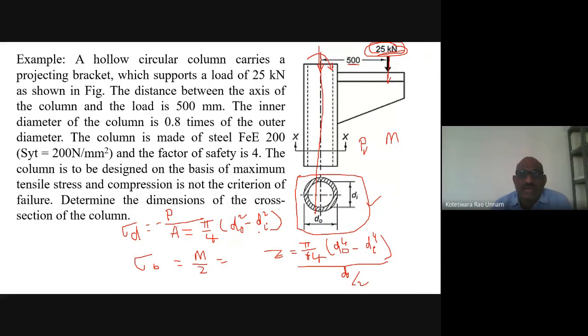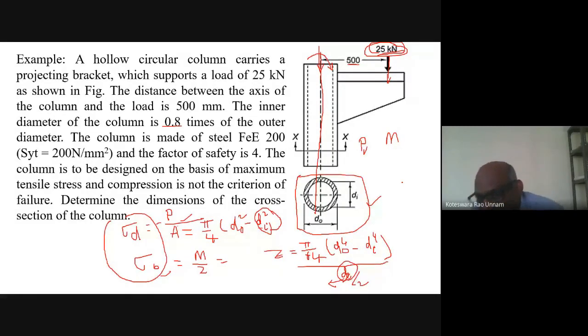Wherever Di is there, you replace this Di by 0.8 D naught. He has already given that: the inner diameter of the column is 0.8 times the outer diameter, means Di is equal to 0.8 D naught. So you substitute that, and all the equations will be in terms of D naught only. So you solve that. Then you need to take the algebraic sum. This is a compressive stress, but this is a tensile stress. We get a resultant stress. Equate that resultant stress to 50 MPa, the allowable stress. If you solve that, you will get D naught. Once you get D naught, multiply it by 0.8 and you will get Di. That is the answer.